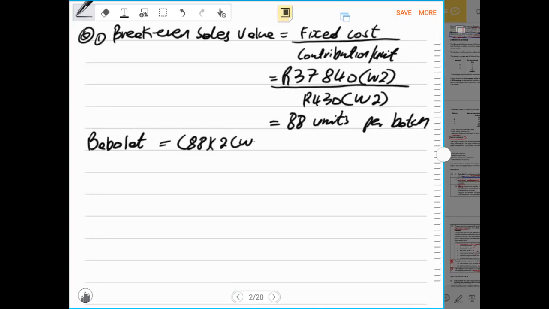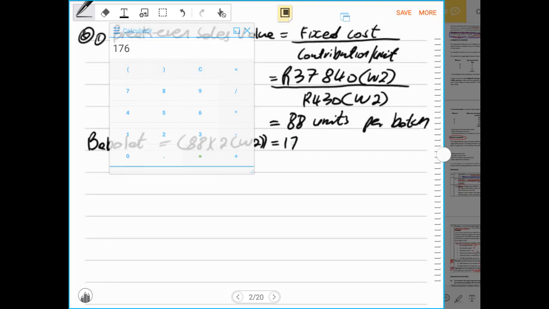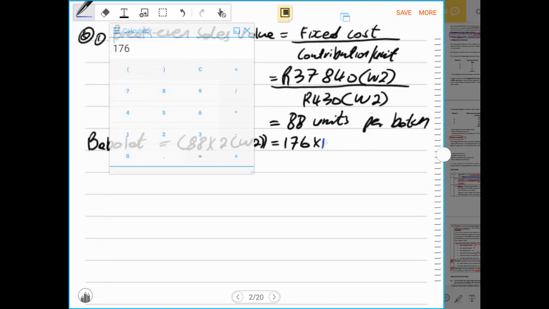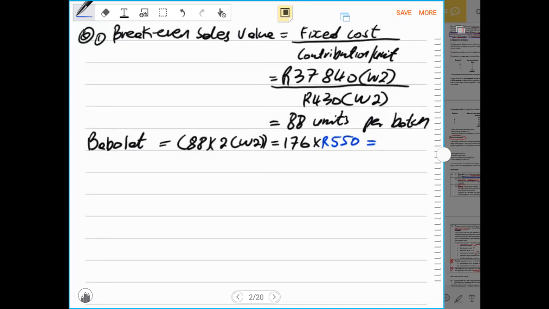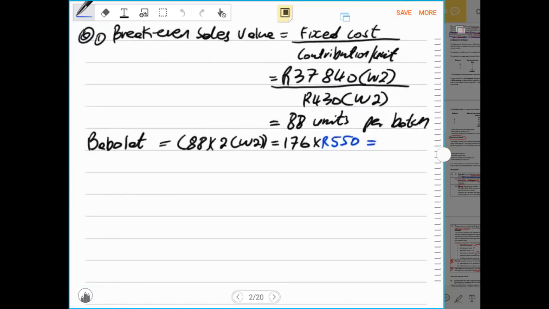Remember, 2 will be under working number 2. I have to give that direction. So now it will be 88 times 2, then it gives me 176 units. Don't forget to multiply this by the selling price, because we are calculating the break-even value. Multiply this by 550, which is the selling price, 550 rands. Remember that the selling price was 550.